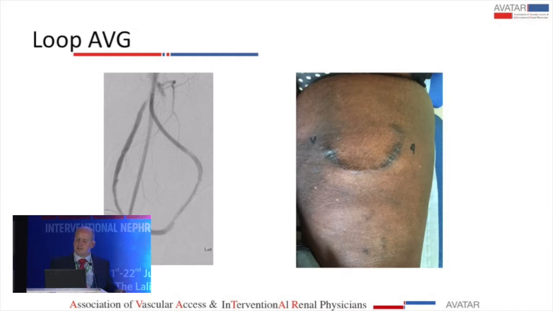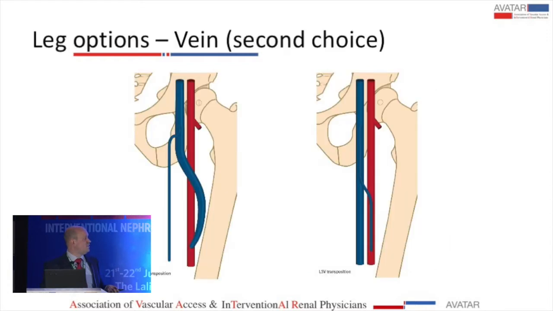And then the vein is second choice. Like I said, I don't really do the long saphenous vein transposition. In the literature, it's got poor outcomes, and in my hands, it's got poor outcomes. But what we have done in younger patients who are really running out of everything, we have done a few superficial femoral vein transpositions. I'll just say a word on that because it's not frequently performed.